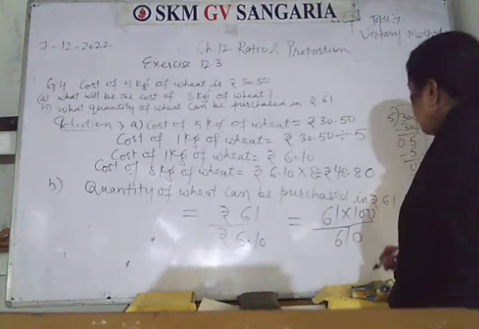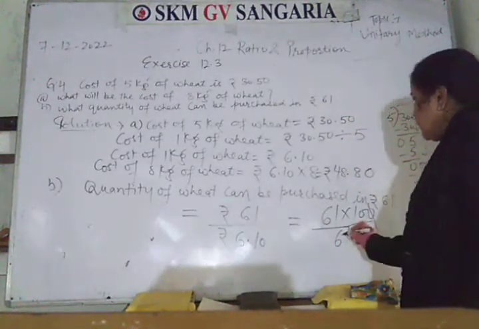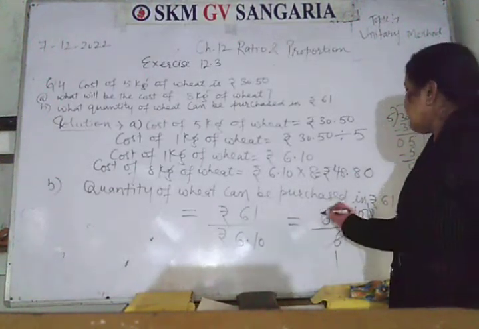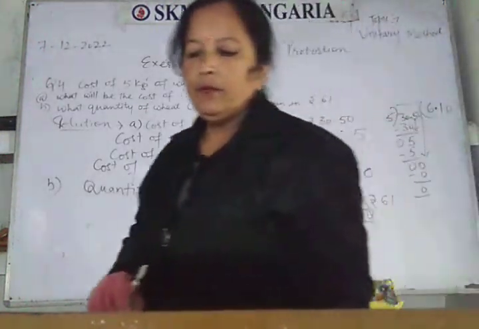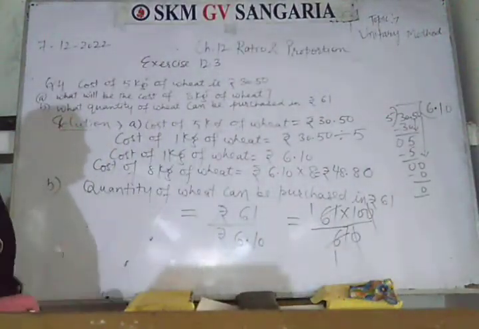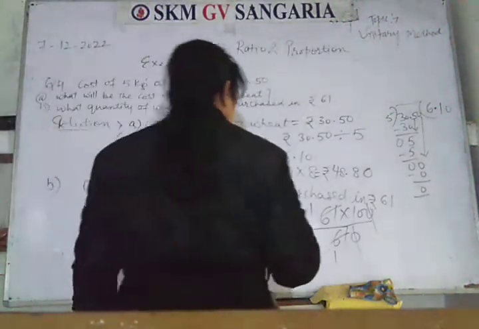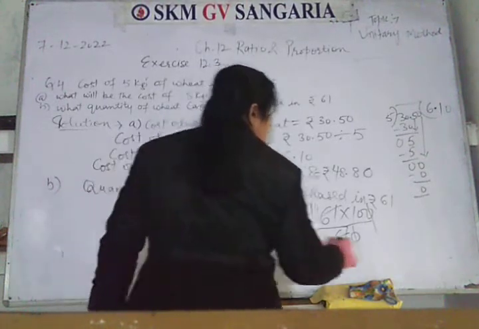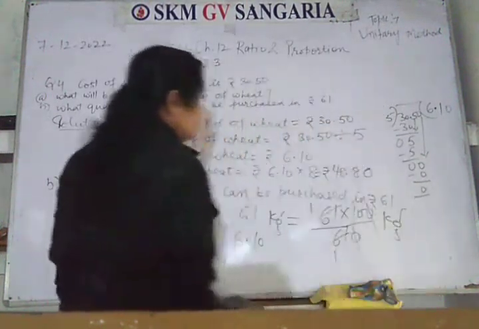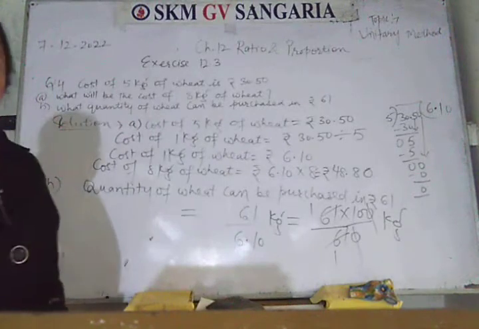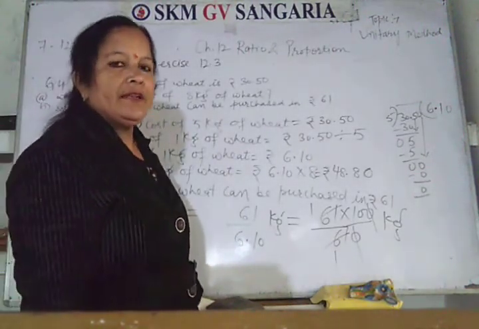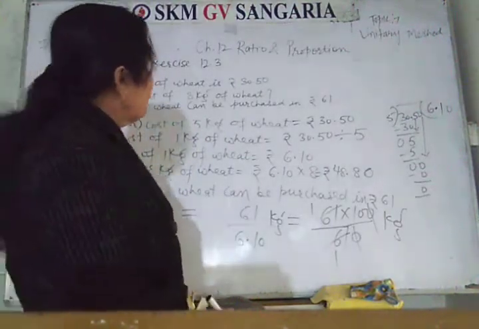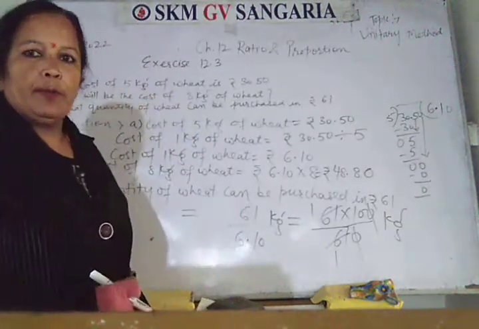Okay. So cut 0 with 10, 60, 1 ones are 61 and 61 ones are 61. So here you are left with what? 10. Here it will be quantity in kg. So 10 kilogram. 10 kilogram wheat can be purchased with rupees 61. In this way, you will solve this problem.